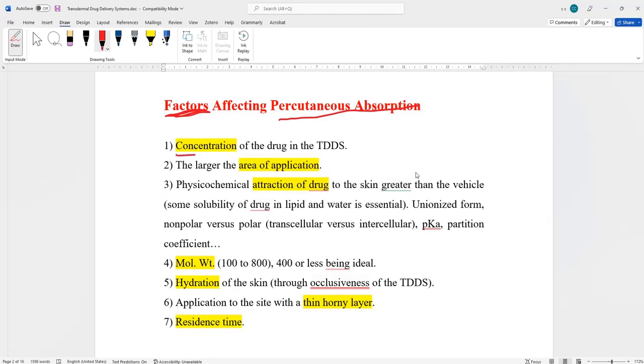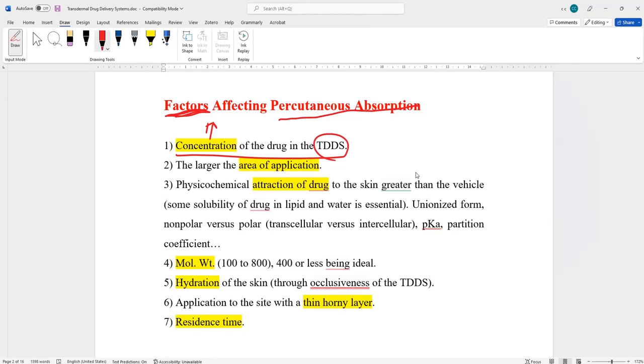How much drug is in the TDS? Of course, usually we use a high amount. Why do we use a high amount? Because we need that concentration gradient. We already explained that the drug moves by a process called passive diffusion, so the driving force is the concentration gradient.